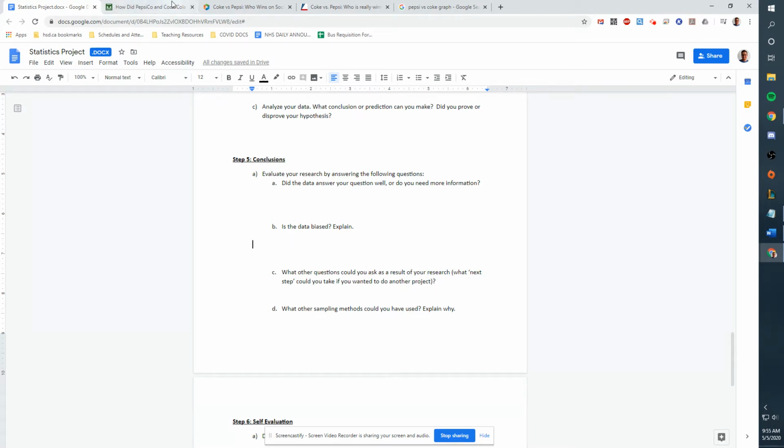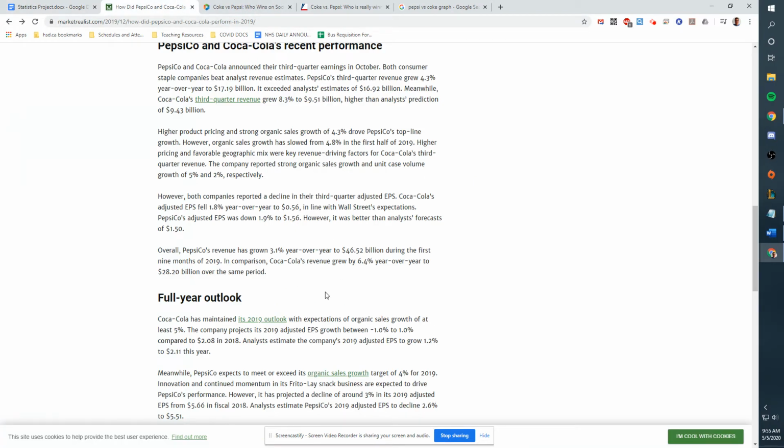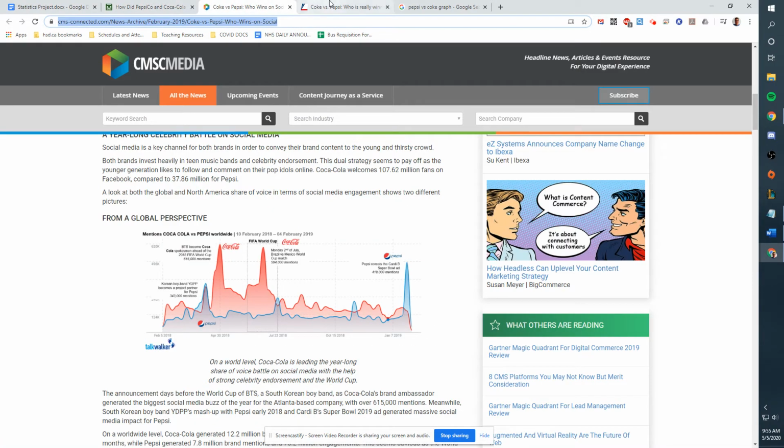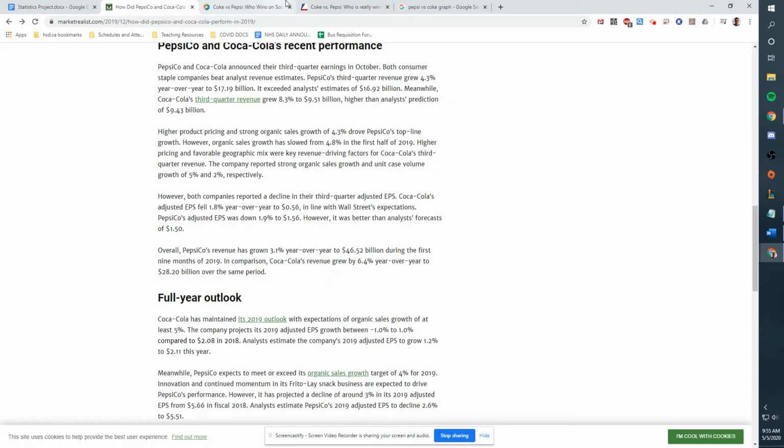Is the data biased? Well, if I look at this data, these are sales numbers, they are stock projections, these are taken right off of a market. The odds are pretty good. These numbers are all rock solid.